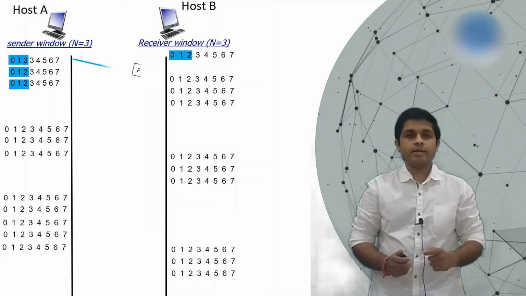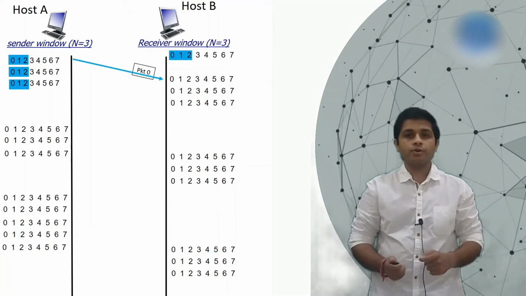A will send the packet, that is packet 0. B will receive packet 0, so the window will slide.